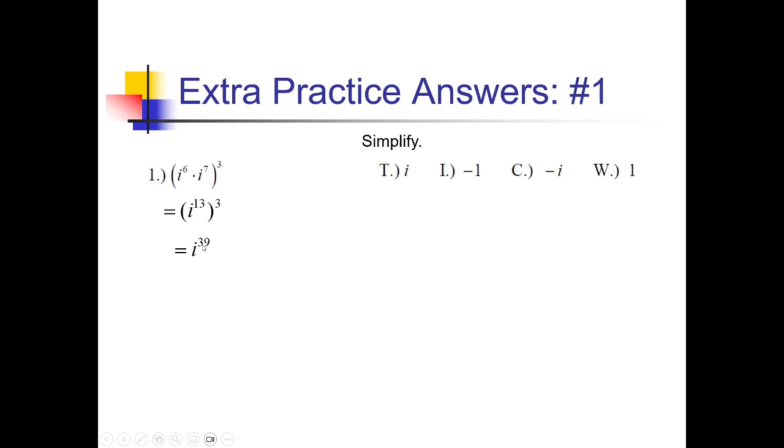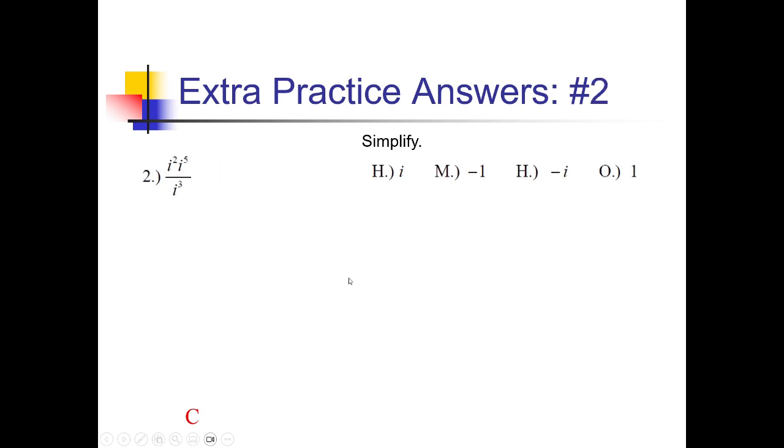And dividing that by 4 to get my remainder, or just keep subtracting multiples of 4 until you get something between 0 and 3. 36 is the biggest multiple of 4 that goes into that. 39 minus 36 gives me 3. So my remainder is just i to the third. And then i to the third is really -i. So that allows me to pick choice C. And we'll just keep track of our choices that we picked down below here as we spell out the word or words that are the answer to this puzzle.